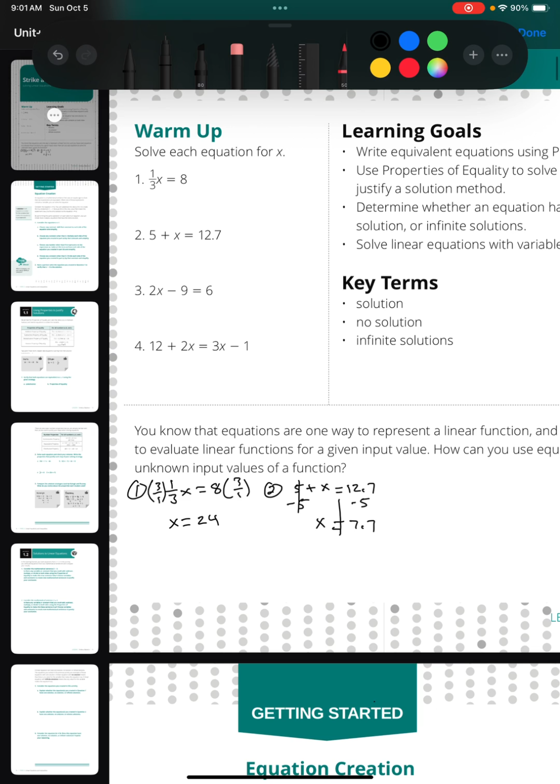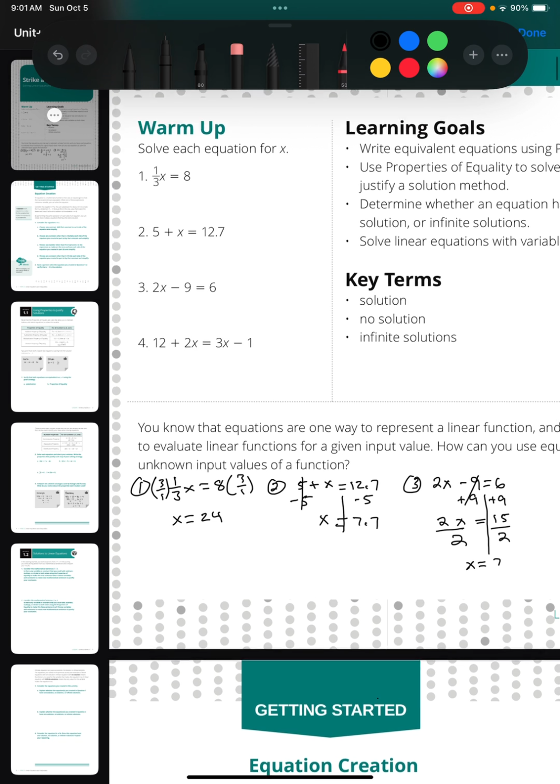For number 3, we have 2x minus 9 equals 6. So we're going to first add 9. Inverse operation of having the minus 9 there gives us 2x equals 15. And then we are going to divide by 2. And we get x equals 7.5 for our answer. And then our last one here.